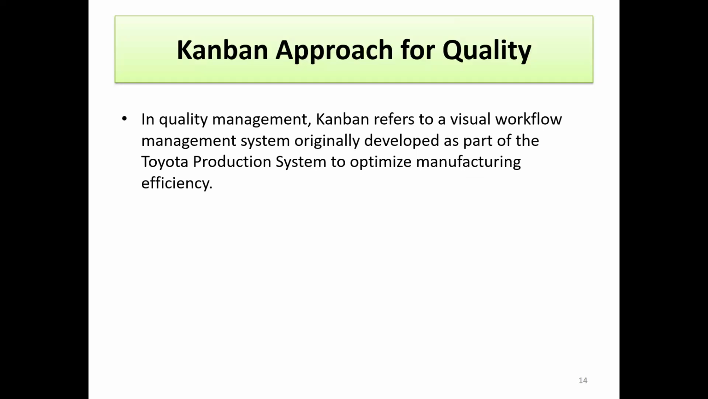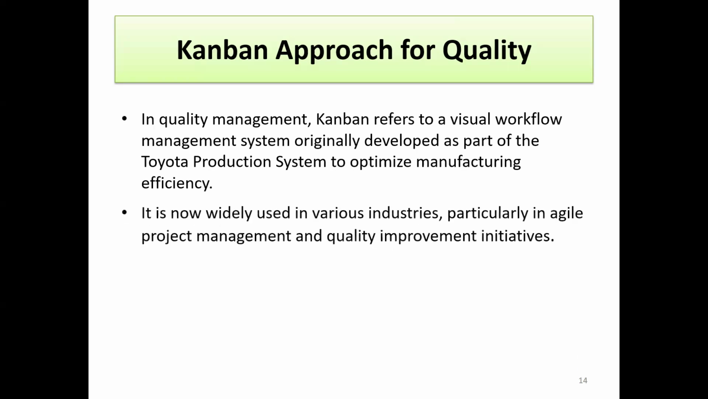Then the third tool is Kanban. Like 5S, like Kaizen, Kanban is an approach for quality. What is Kanban? In quality management, Kanban refers to a visual workflow management system, originally developed as a part of the Toyota Production System, TPS, to optimize manufacturing efficiency, providing visual workflows, visual signals, visual targets, visual dashboards. Then, especially for the operational level, it is very easy to absorb what the target is and what the company is expecting from us. It is now widely used in various industries, particularly in agile project management and quality improvement initiatives.